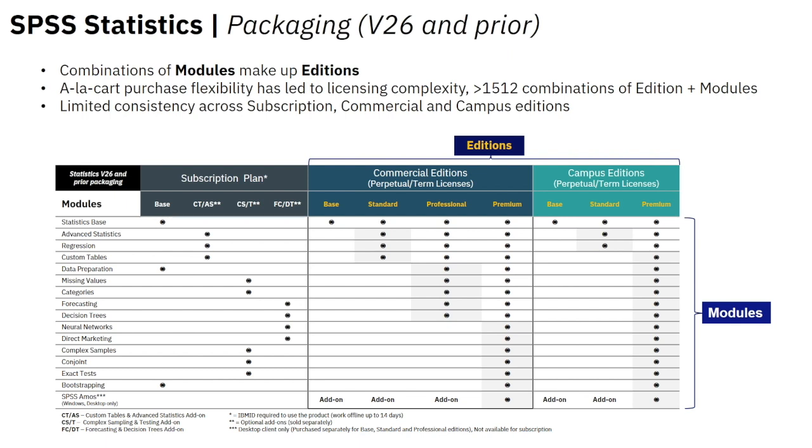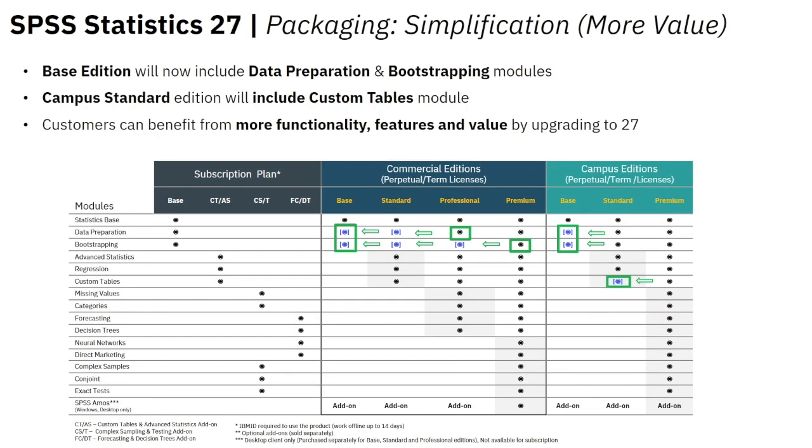But the reason why IBM came up with this idea of restricting the purchase to only the different editions now is because buying each of those modules separately led to a lot of licensing complexity, right? If you literally do the math, maybe you buy base and advanced statistics, base and regression, base and custom tables, or base and any combination of those, it will come up to about 1,500 combinations, right? So that gets quite complex. And there's also limited consistency across the different plans. So IBM started changing it.